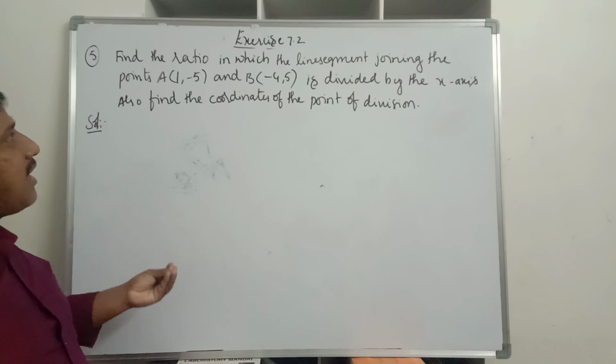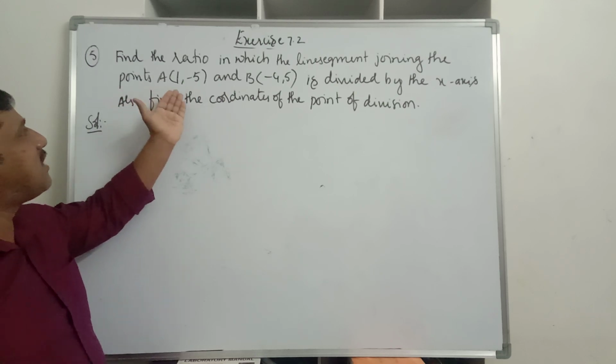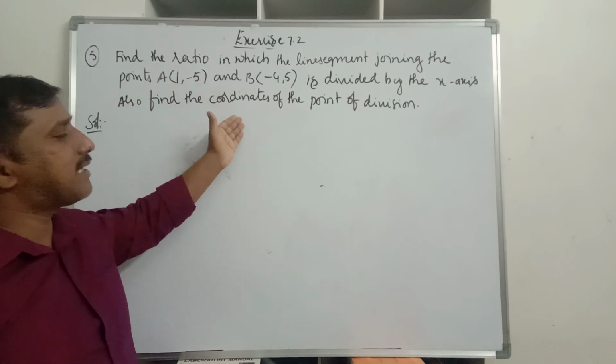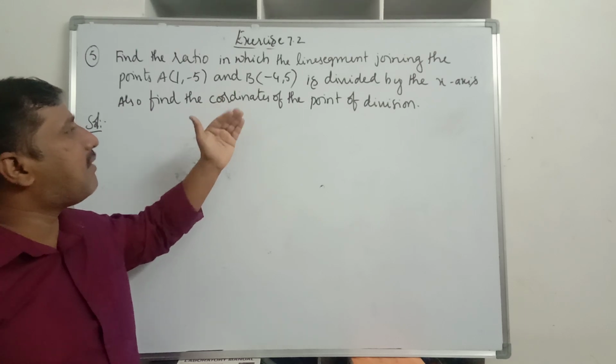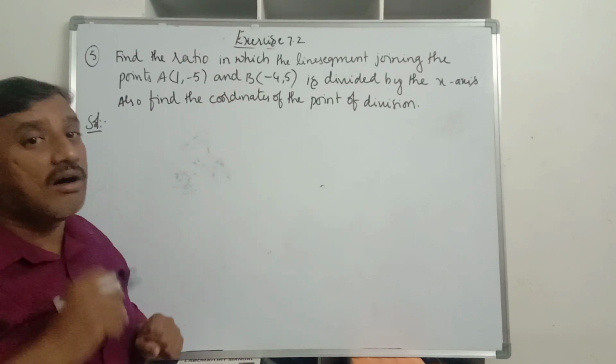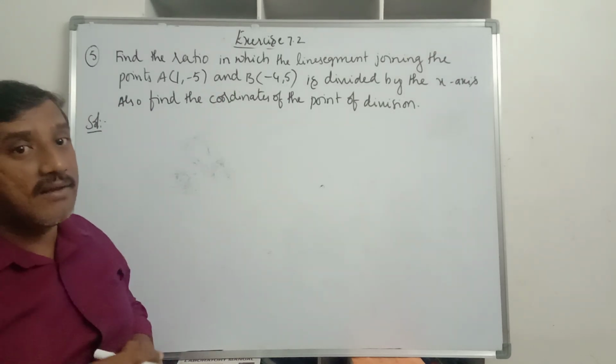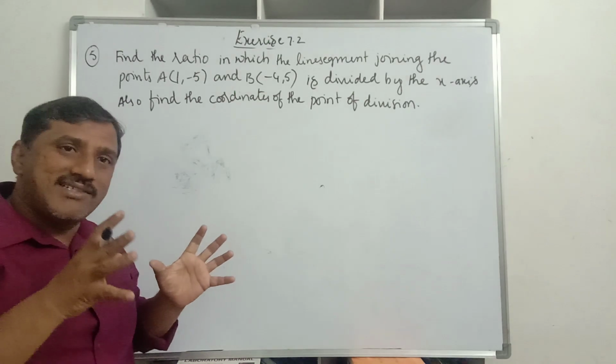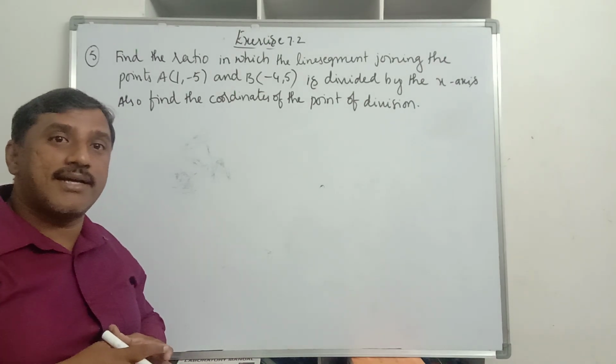Means a point which divides the line segment joining A 1 comma minus 5, B minus 4 comma 5 is present on the x-axis. Then what is the general form of a point on x-axis?